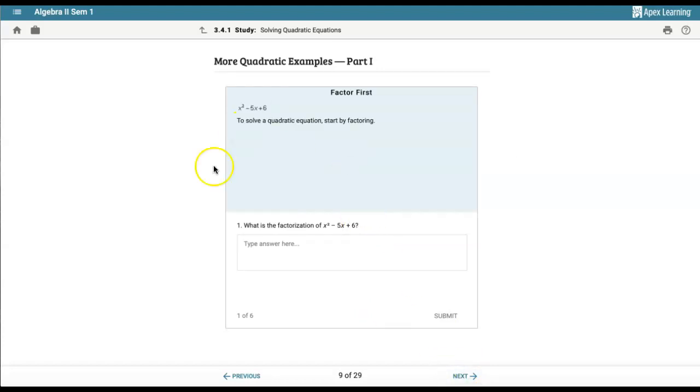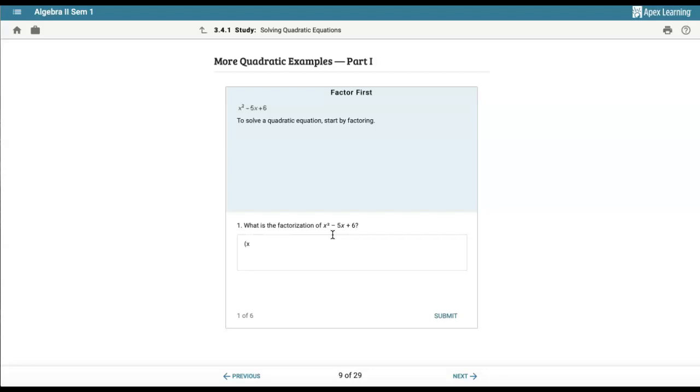Okay, for this one, to solve the quadratic equation, you start by factoring. So what is the factorization of x squared minus 5x plus 6? And we'll do a lot of practice with this. But remember, when you write your answer, you have to show it with the correct parentheses. You have to show it with the correct notation.